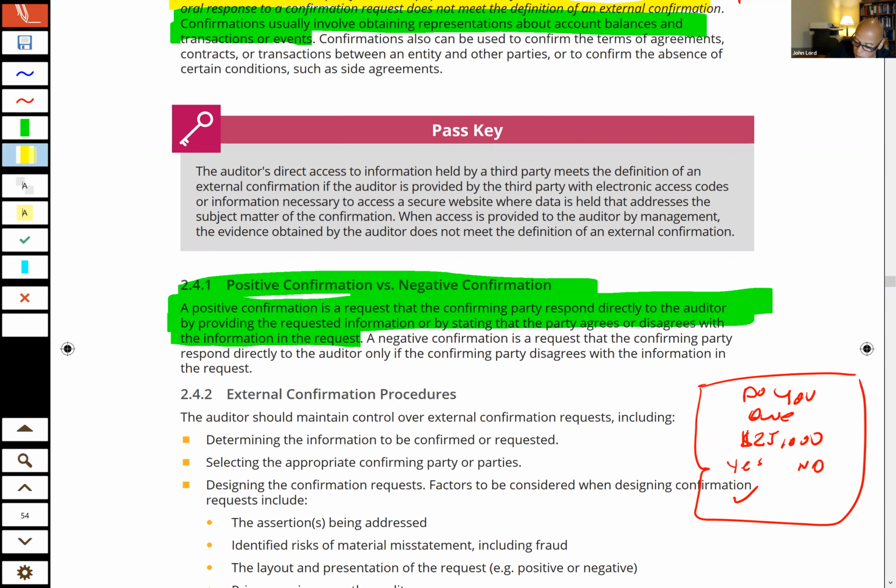Now you come over to negative confirmation, and we say what? We say, hey, only reply to us if you disagree. If you disagree, then we want to hear from you. We'll talk more about this process when we get into accounts receivable, but go ahead and flashcard at this point the definition between positive and negative.